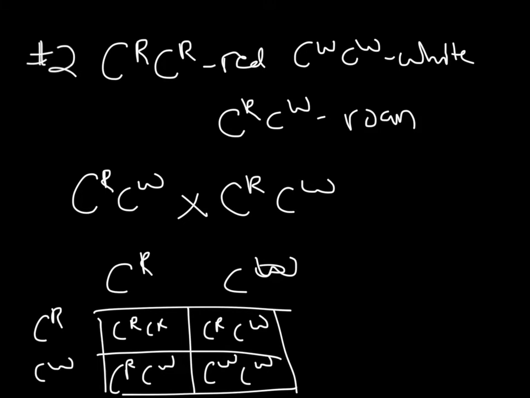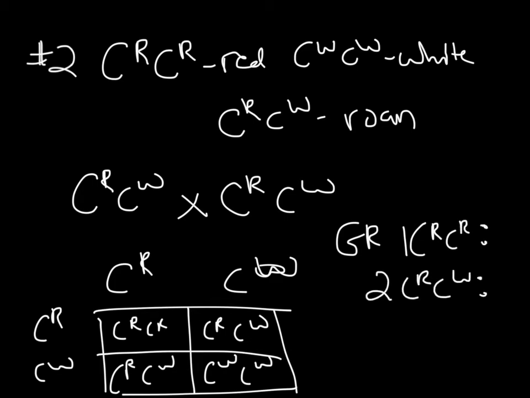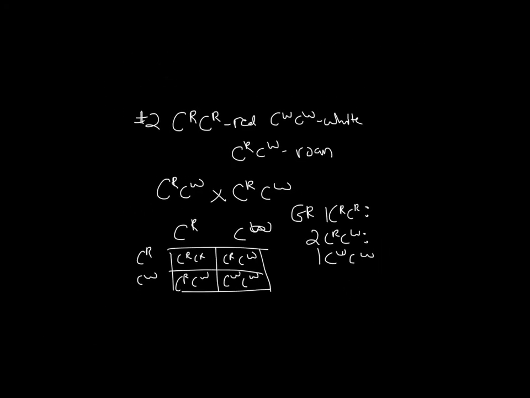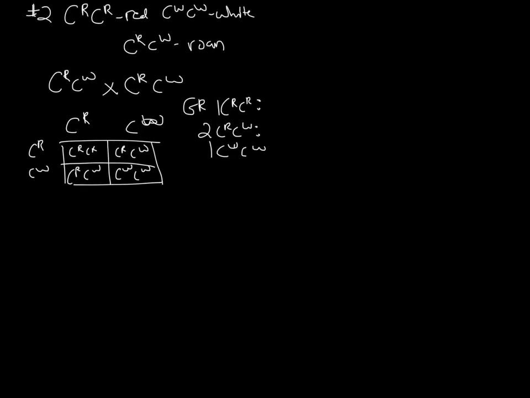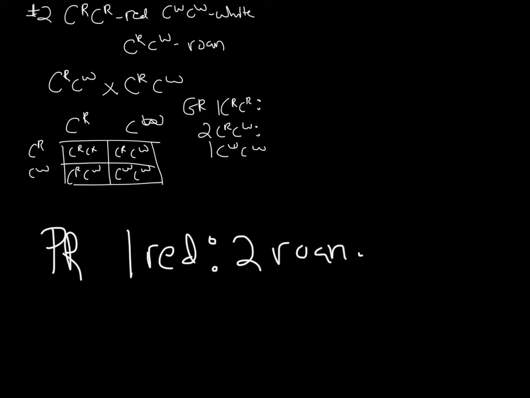All right, now they want to know, so genotypic ratio, we'll look at 1 CRCR, 2 CRCW, to 1 CWCW. Phenotypic ratio, we have our CRCR is red, so we have 1 red to 2 CRCWs, which in this case are roan or pinkish, to 1 white. And that's the ratio we expect to come out of this cross.